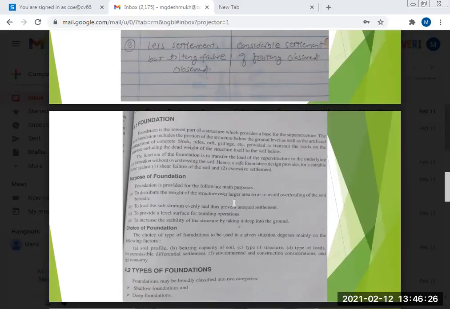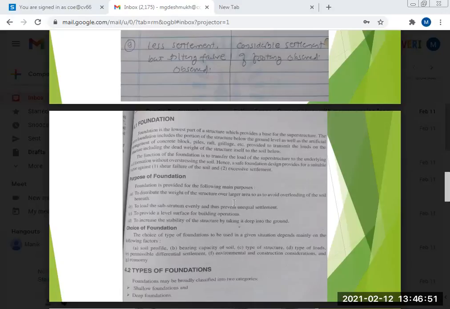So you should know, this is a very simple question, but it can be asked in any interview or at a basic level. What is foundation? You should know. Okay, and what is the purpose of the foundation? Why are we going to provide the foundation? You should know it. And choice of the foundation, as I told you, foundations are of two types. One is deep foundation, another is shallow foundation.